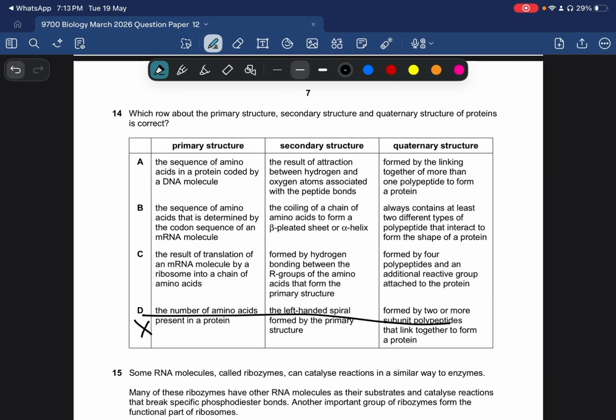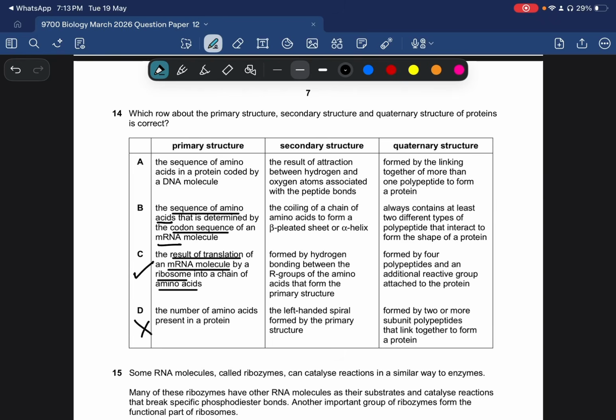So this is wrong. Now, it's the result of translation. So it's telling us the primary structure of a protein is a result of the translation of an mRNA molecule by a ribosome into a chain of amino acids. That's true, right? You can say, yes, that's how you make the primary structure. Okay. Primary structure, is it also the sequence? Yes, the sequence of amino acids that is determined by the codon sequence of an mRNA.